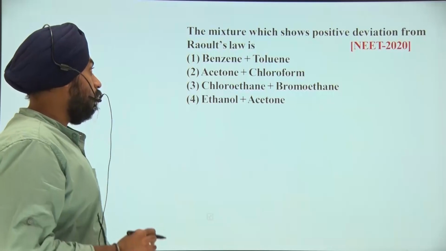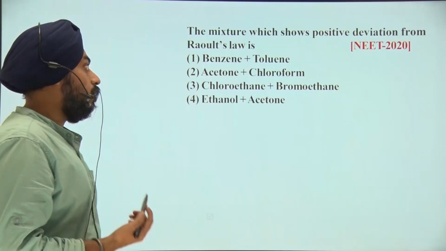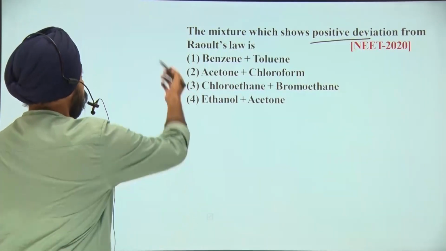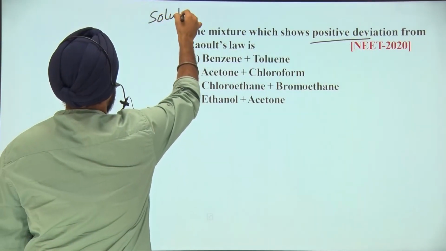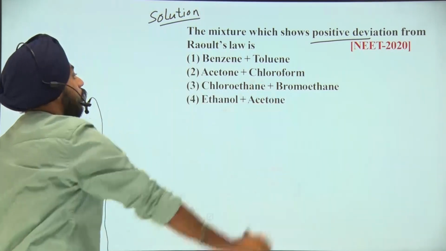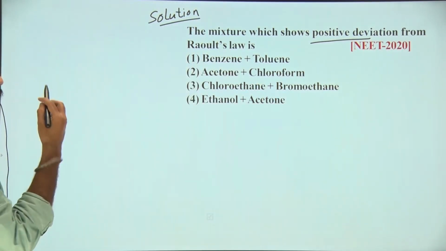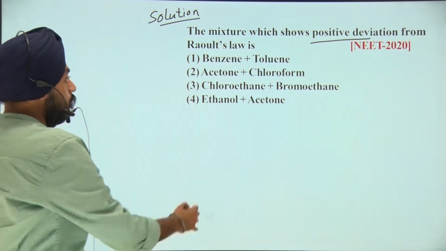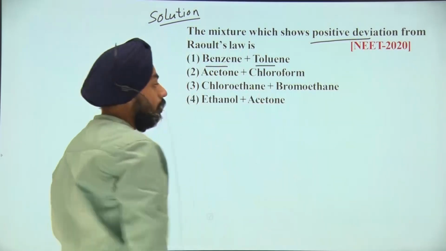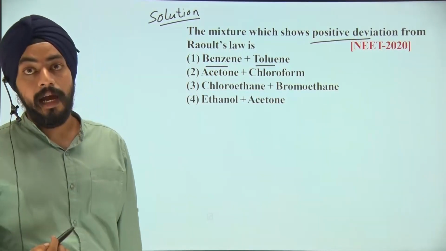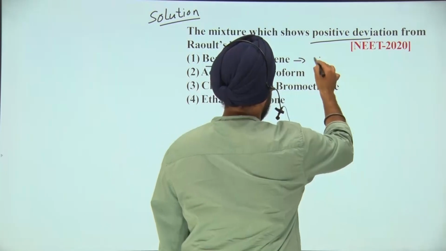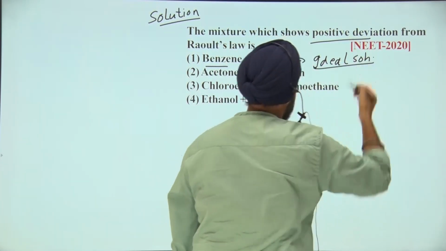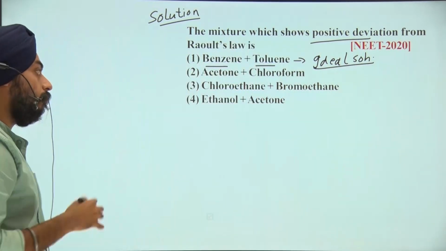Clear? Students, our question is: the mixture which shows positive deviation from Raoult's law. Students, this question is from the solution chapter of class 12, and we have to identify which of these will show the positive deviation. The first is benzene and toluene. Benzene and toluene is an example of ideal solution. So it won't show any type of deviation, neither positive nor negative.